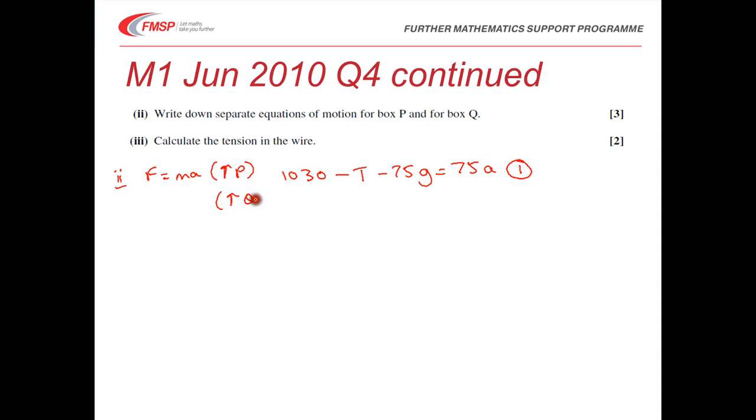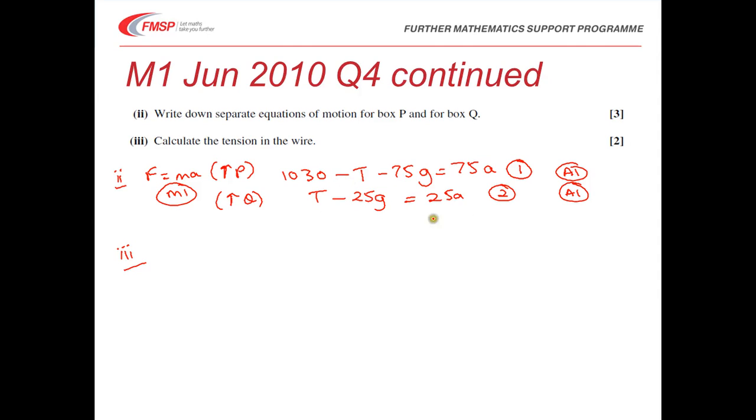If I do the same thing for Q, the tension acts upwards, weight downwards, and I'll call that equation 2. So we got a method mark for doing F equals ma for either one of those particles, and an accuracy mark for getting each one correct. So that's 3 marks in total for part 2. And then for part 3 we have to find the tension in the wire. Various ways to solve it. Doesn't really matter how you go about it.